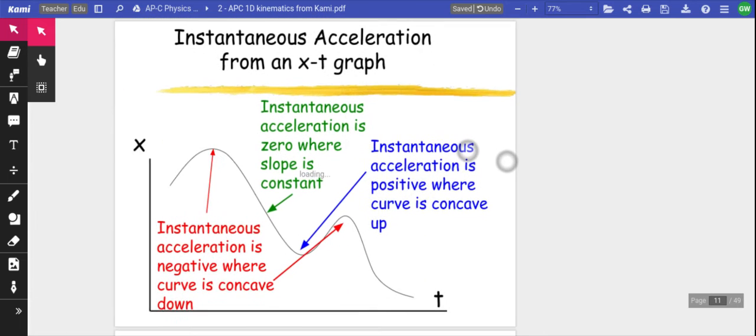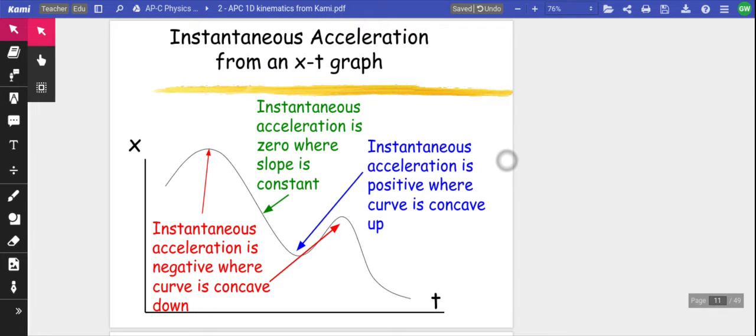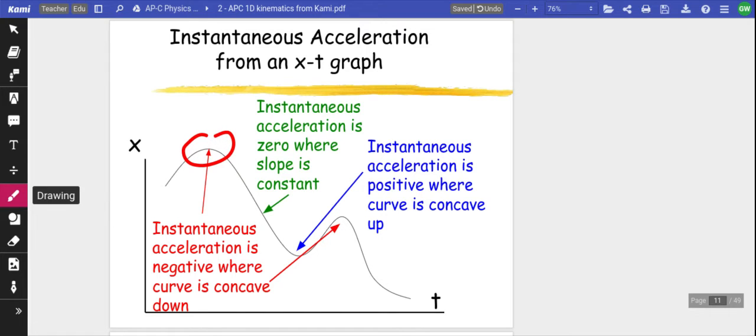Great. This just explains it. When you have a concave down graph, the instantaneous acceleration is negative. If you have a concave up graph, you have a positive acceleration. And if you have a constant slope, you have zero acceleration. This is for a displacement versus time graph.